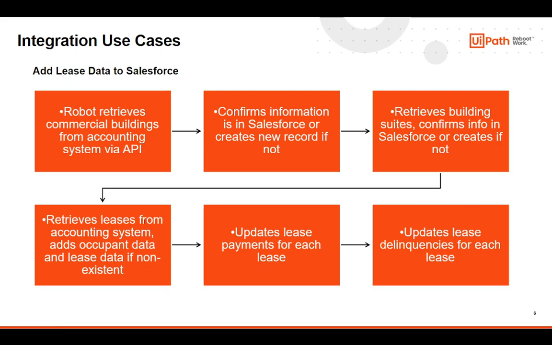Then it will go down everything related to that building. It will search for suites, make sure the suites are synced up to Salesforce. If it's not there, it will create it. It will look into the leases and compare the leases from accounting to Salesforce, create it if it's not there, and add any occupant data, which in our case is an account in Salesforce, if that doesn't exist. And then it will go into each lease and update the payments for each lease. And it will also update the delinquencies for each lease, if any.